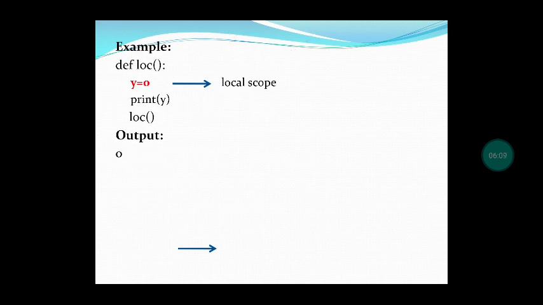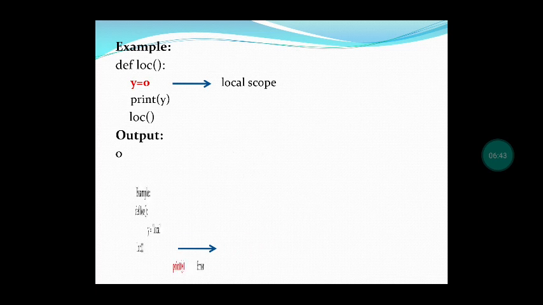Next, we will see the example for the local scope. def loc, that loc is a function name, and y is a local scope. What is the y value we have given? y equal to 0. Then we are printing the y value. So we got the output 0. Inside the function, y has been declared and 0 has been assigned to y. And inside the function itself, we are printing the value. This is the local scope. That y is the local variable.